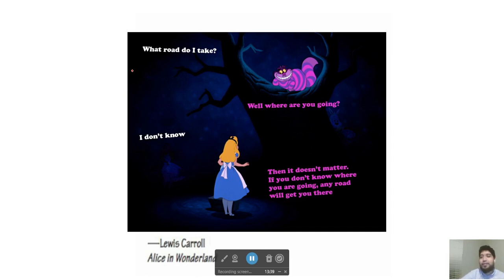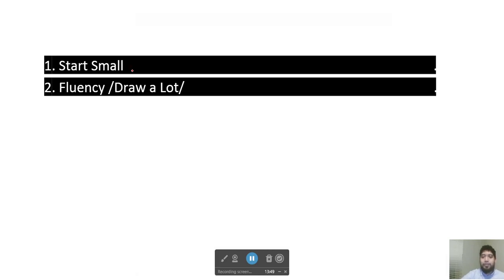I don't really know. Well then, just draw lines and things. Because if you don't really know, then any road will eventually get you there. So just start drawing. The second thing is very similar to what I was just saying: this idea of fluency and drawing a lot.